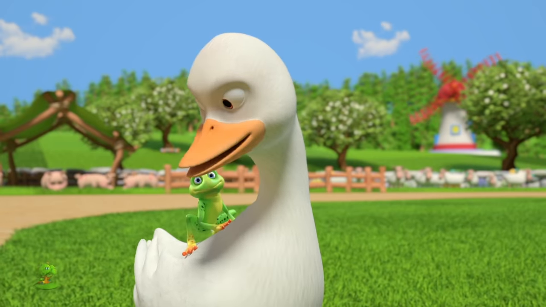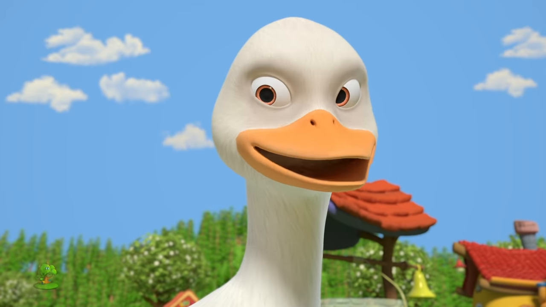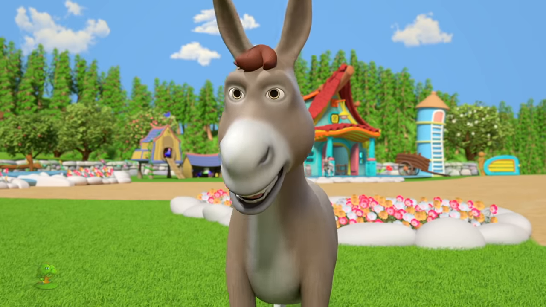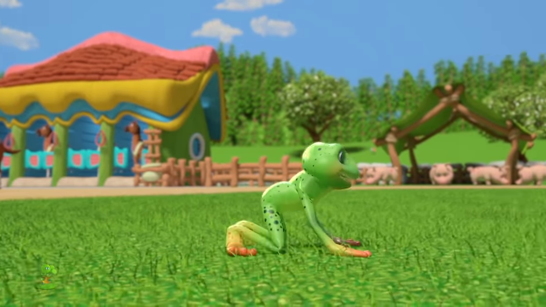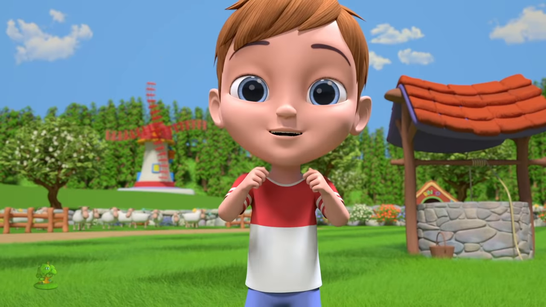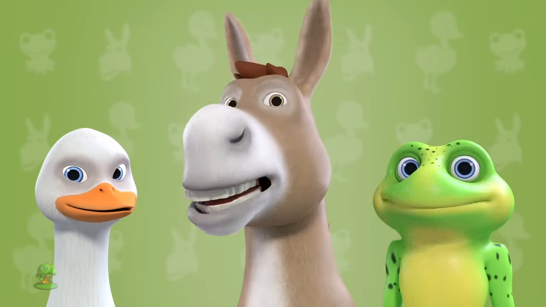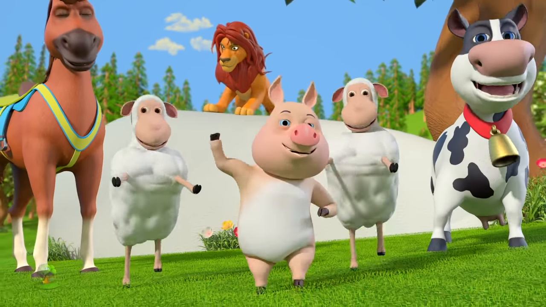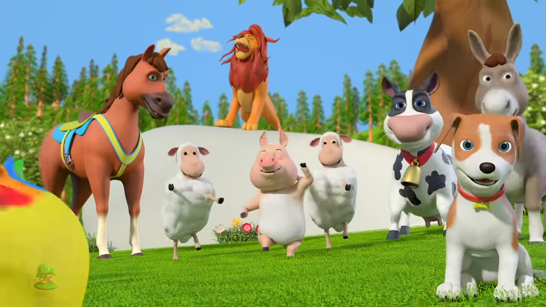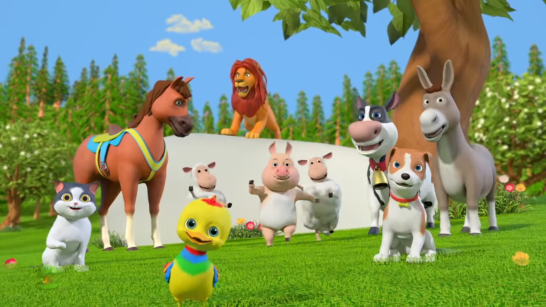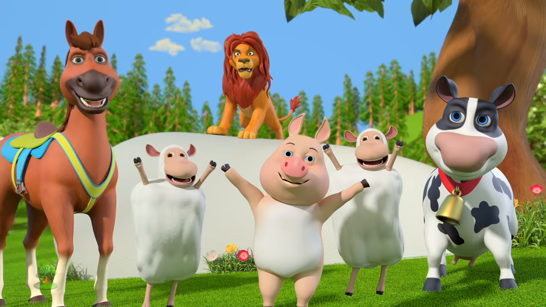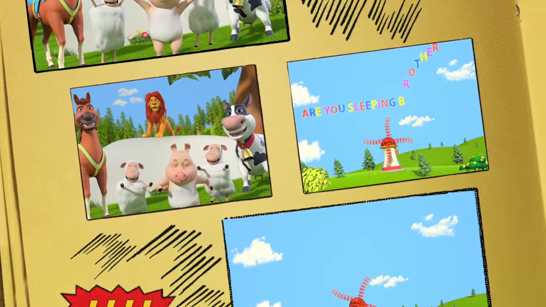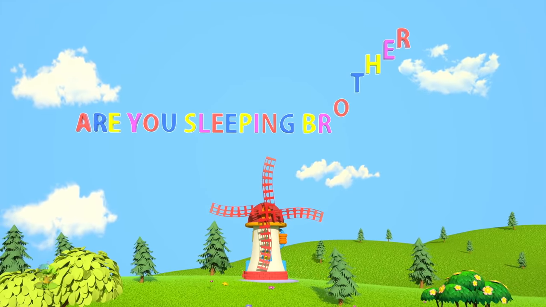The calm white goose says gobble, gobble, gobble. The donkey in the farm goes ee-haw, ee-haw. The frog leaps away going ribbit, ribbit, ribbit. And we all say. Are you sleeping, Brother John?